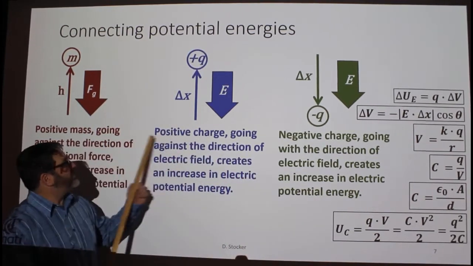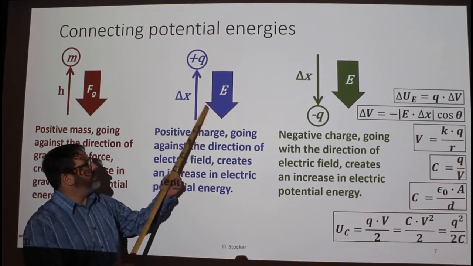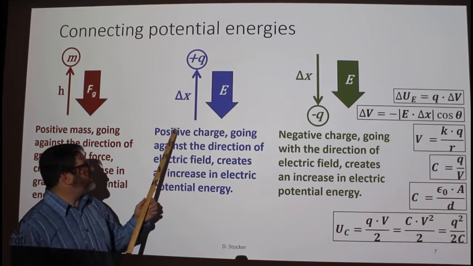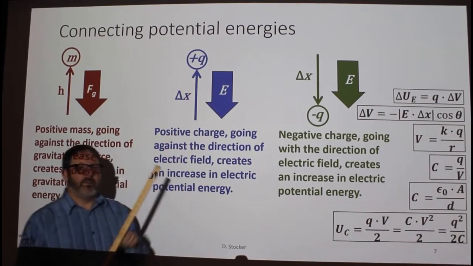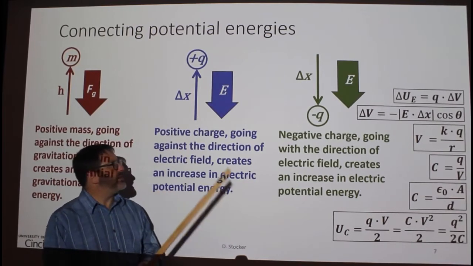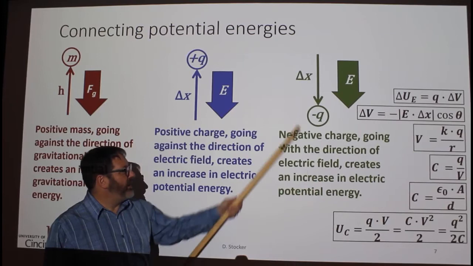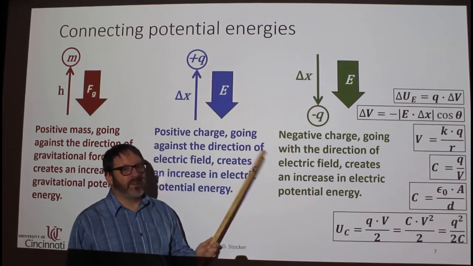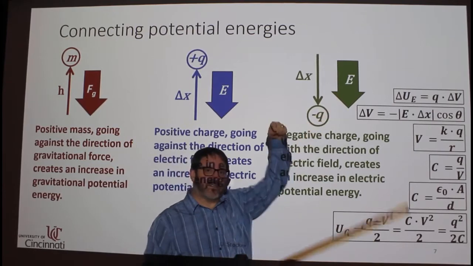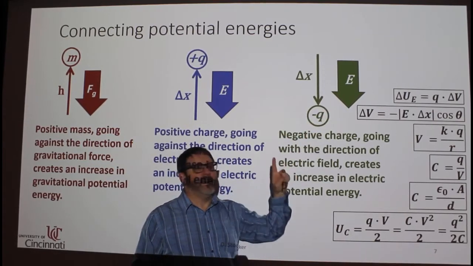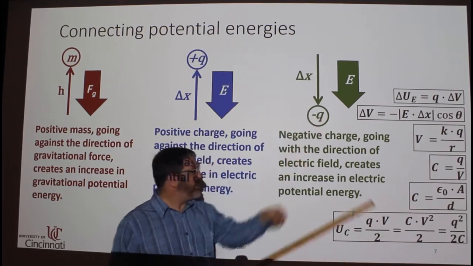If you have a positive charge going against the direction of the electric field now, that creates an increase in electric potential energy. But in electricity, we have pluses and minuses. If you have a negative charge going with the direction of the electric field, that creates an increase in potential energy. Because remember, in this case, a negative charge, if the electric field is pointing down, the force is pointing up. So again, you're opposing the force.